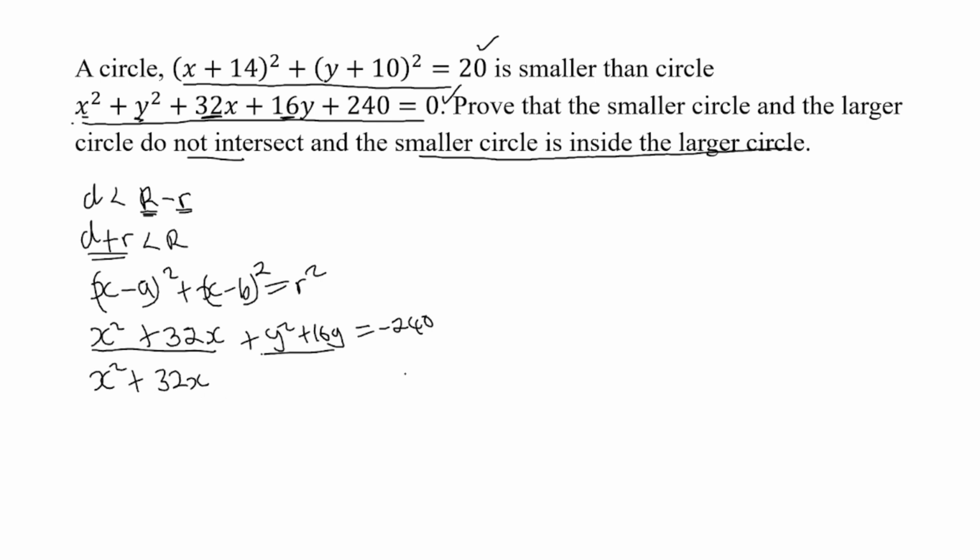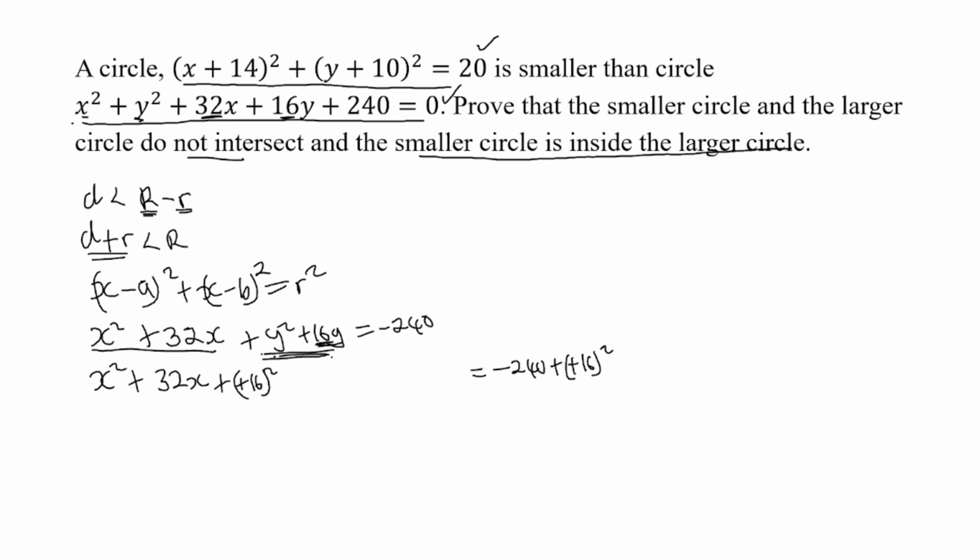Then we square it and add it on both sides of the equation. So it's going to be plus positive 16 squared. And then this side, negative 240 plus positive 16 squared. Okay? And then we do this one, complete the square there.